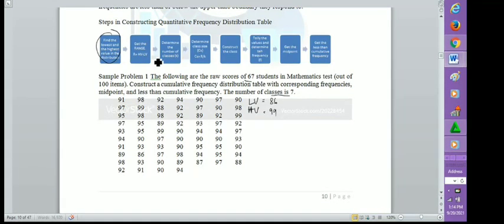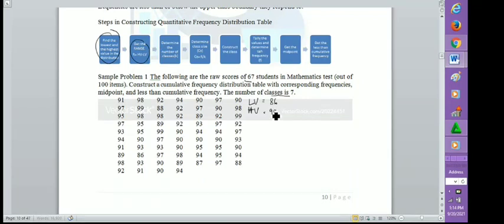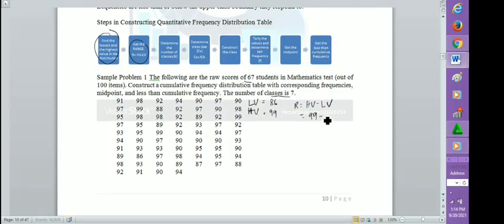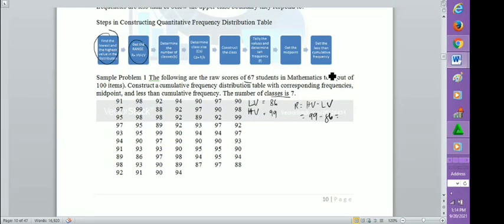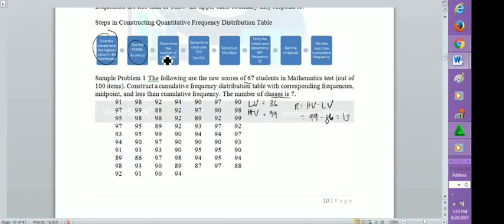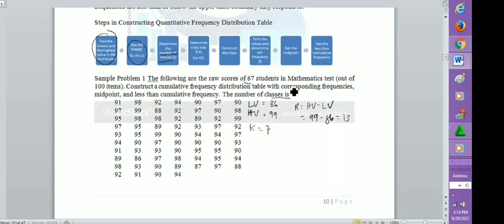Now after determining the lowest and the highest value, we are now to determine the range. Range is simply the difference between the highest value to the lowest value. So 99 minus 86. And that is how much? Using your calculator, that is 13. Okay, 13. Now, after determining the range, we are to determine the number of classes, which is already given in our problem, which is 7 here.